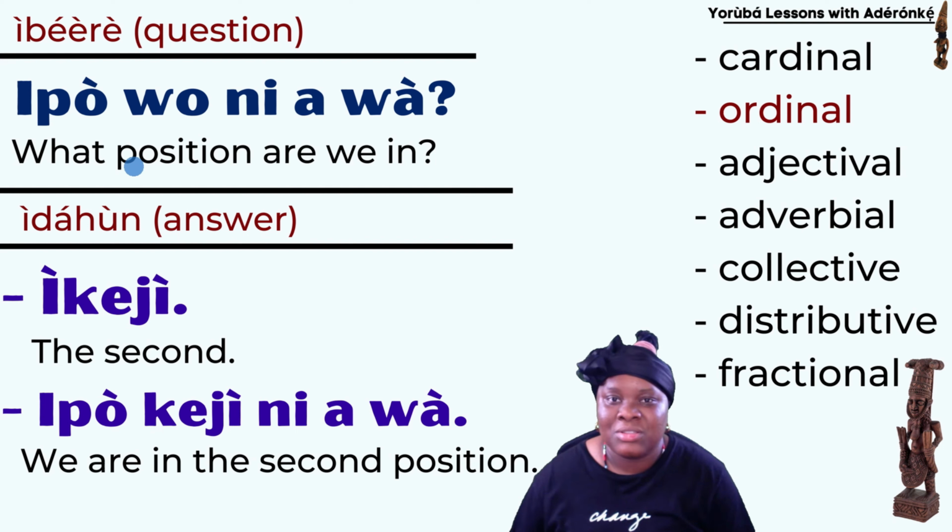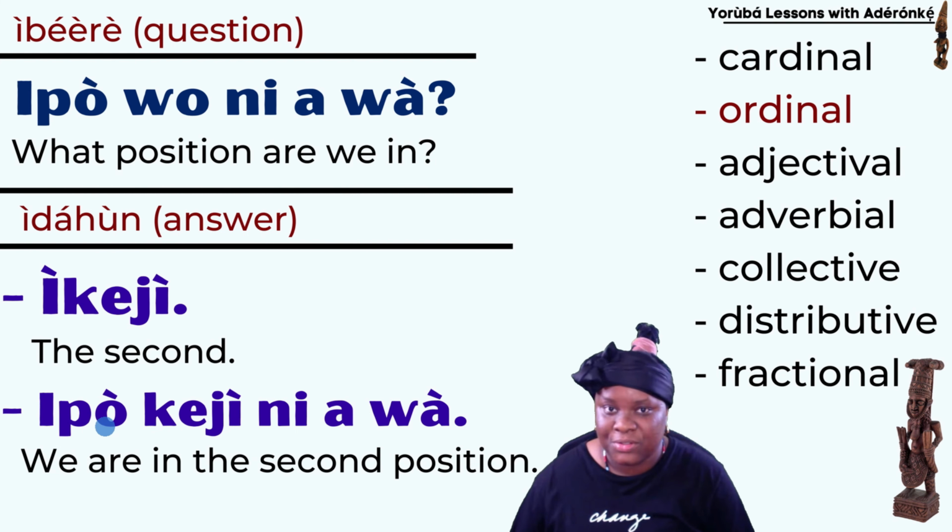If someone asks the question, what position are we in? Ipo wo ni awa? And you want to say the second, you can just say ikeji, and that would be sufficient. It's complete that way, if you don't want to make a fuller statement. However, if you want to make a full statement, you say ipo keji ni awa.